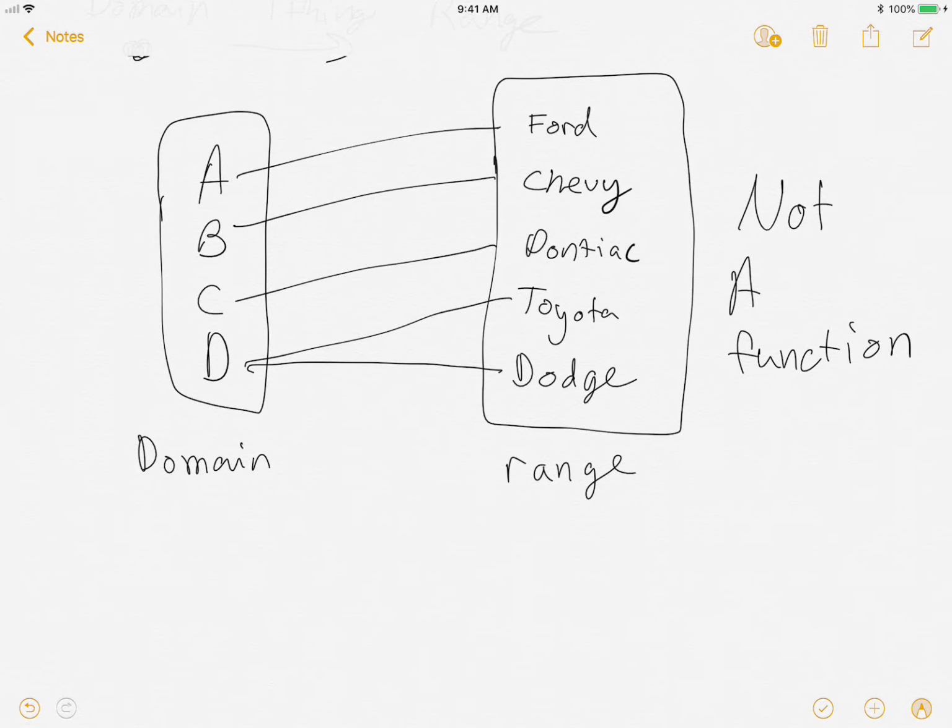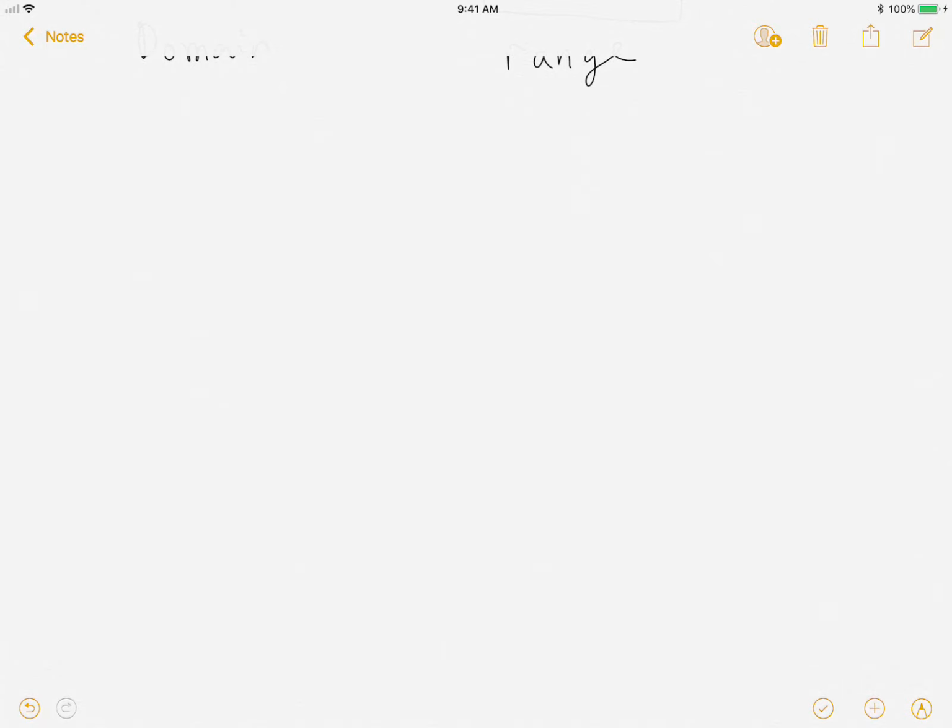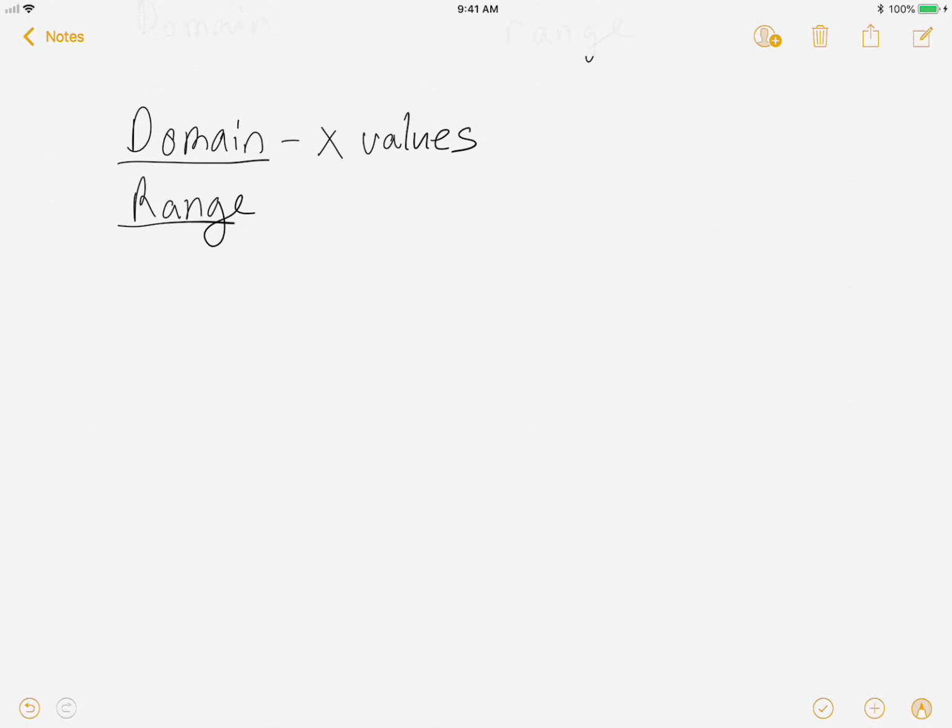Okay? So, when we extend that to algebra, we say the domain is going to be the x values. And the range is what we put into a function, and we get out something, is going to be the y values. We get out a y value. Okay, so let's do some ordered pairs and see if they're functions or not. So here's a set of ordered pairs.